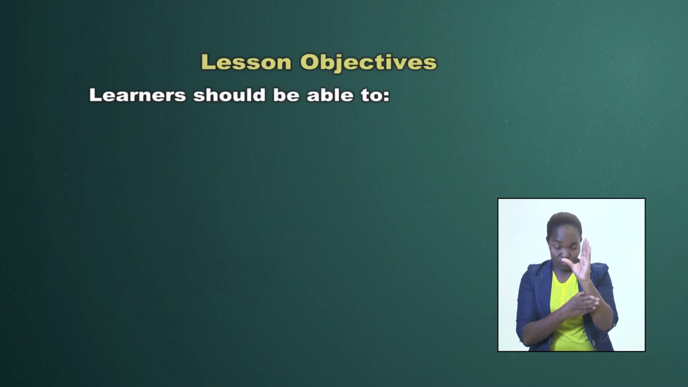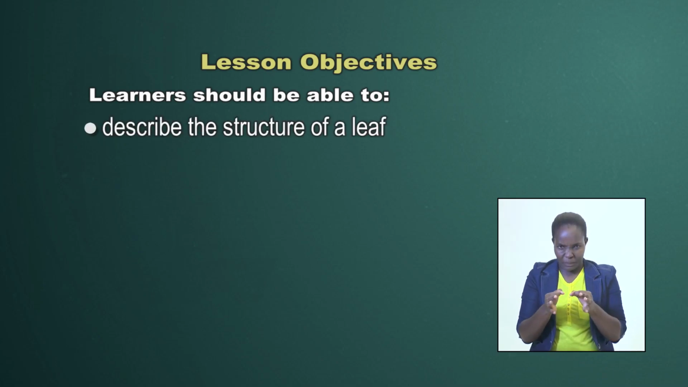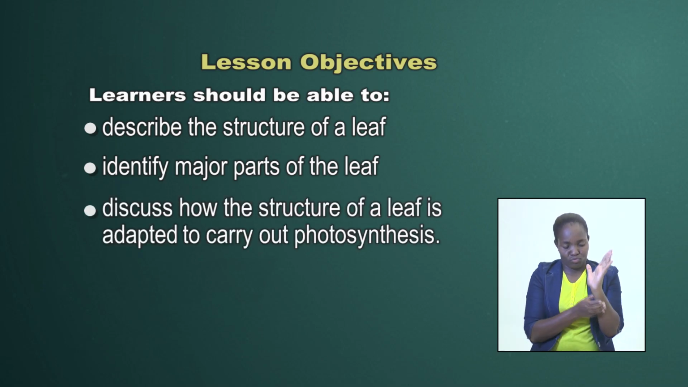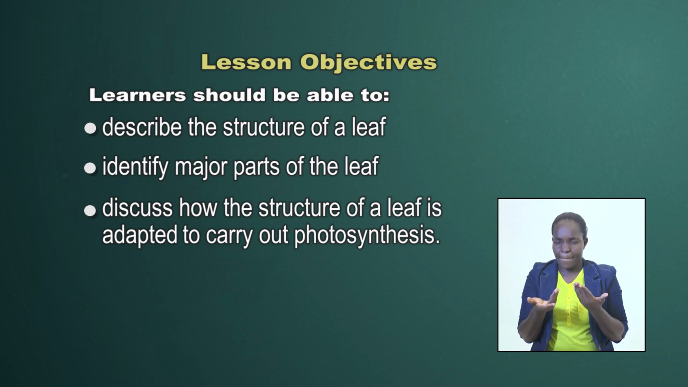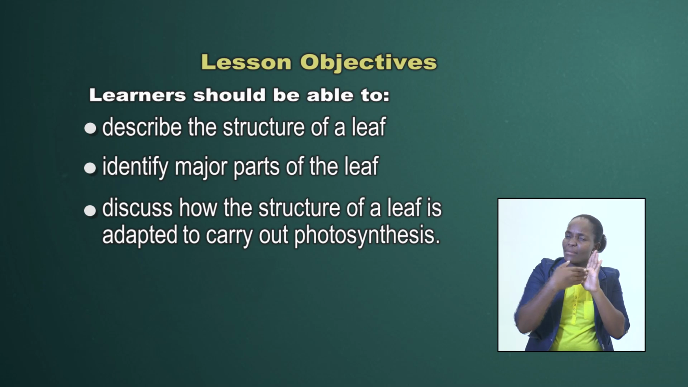The learning objectives of this lesson are that our learners should be able to describe the structure of a leaf and identify the cuticle, epidermis, palisade, and other parts of the leaf. And you should be able to discuss the ways in which the structure of a leaf is adapted to carry out photosynthesis.